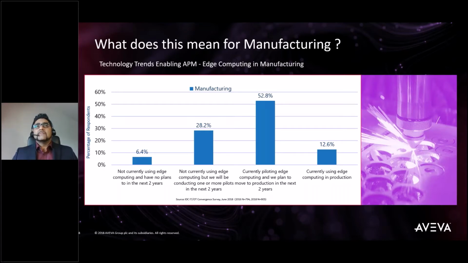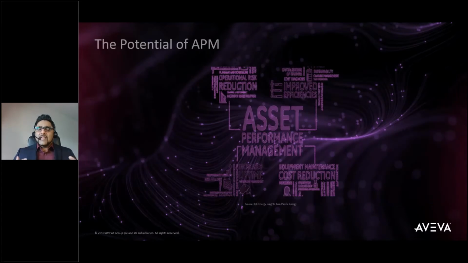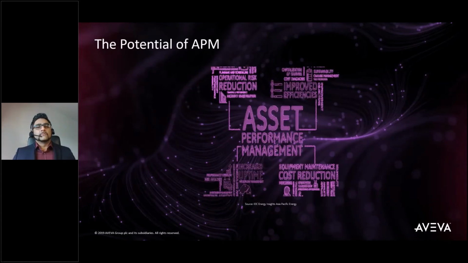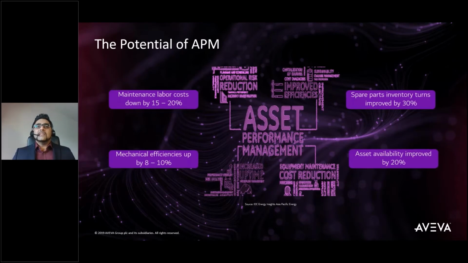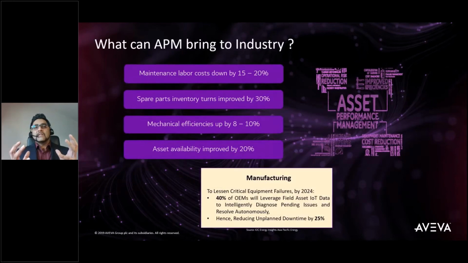So what is this then really saying to us? It's saying that APM has a lot of potential, and we need to harness that potential. So from an overall perspective, we're looking at reducing maintenance labor costs by 15 to 20%. We're talking about mechanical efficiencies, 8 to 10%. Spare parts inventory management, we're talking about improved availability, up to 20%. So there's a lot of promises that APM can bring to you, to your industry, to your business. And so what we need now is to see how we translate that into the industry specific. So let's focus more on manufacturing.